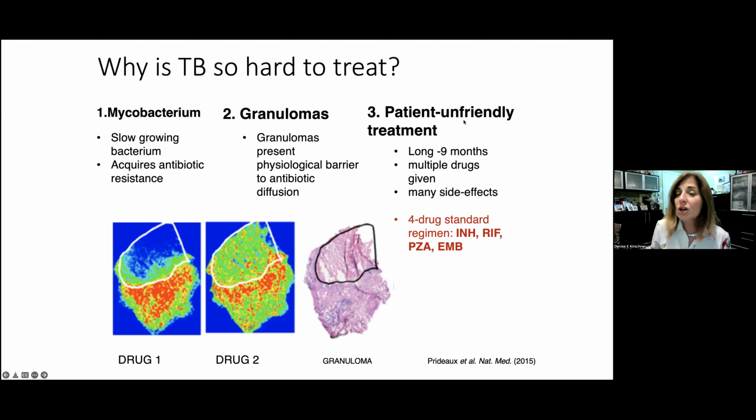And it's patient-unfriendly treatment. Because of number 1 and number 2, we give people 9 months of multiple antibiotics, right? How many people don't even finish their 10-day course of antibiotics that the doctor gives you? You don't even finish that sometimes. So are you going to take 4 different antibiotics every day for 9 months, with lots of side effects? So those are all the issues with treatment for TB.